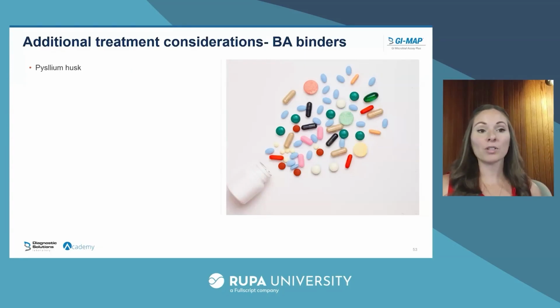The first one that actually has lots of good research is psyllium. This is psyllium husk, which the husk is 70 to 80% soluble, and they bind bile acids to prevent their reabsorption. So they're actually acting similar to our bile acid sequestrants, and we're taking those with food. Activated charcoal is a bile acid binder.